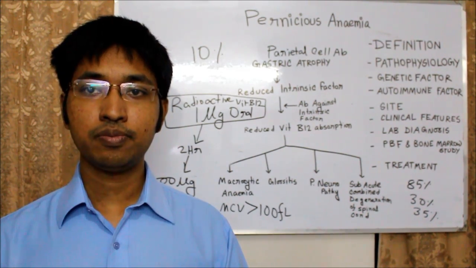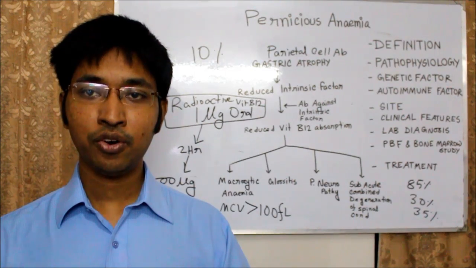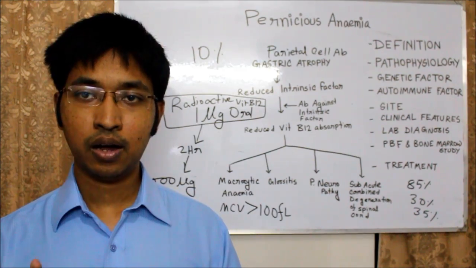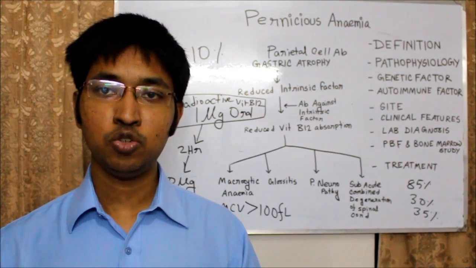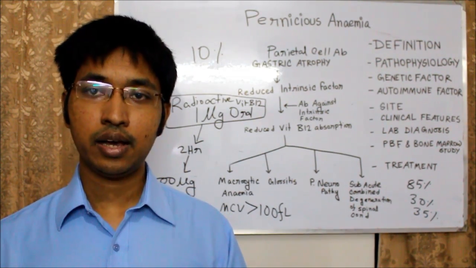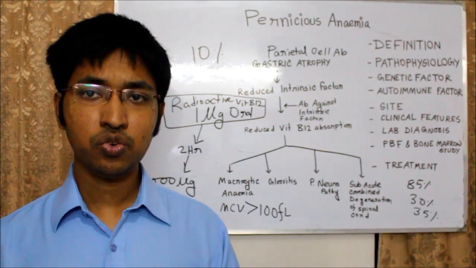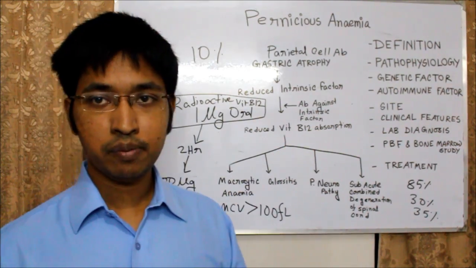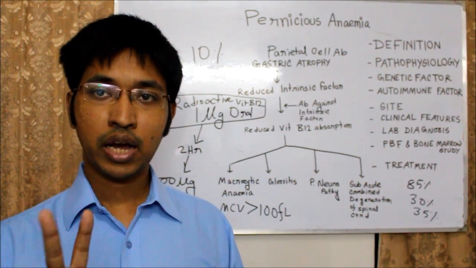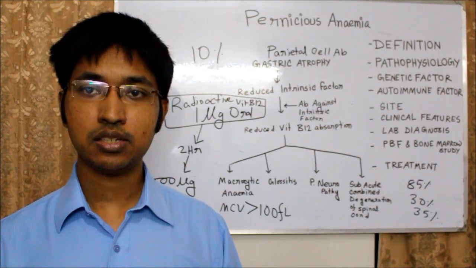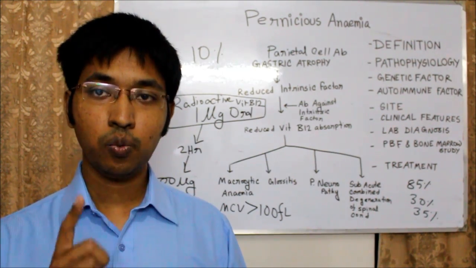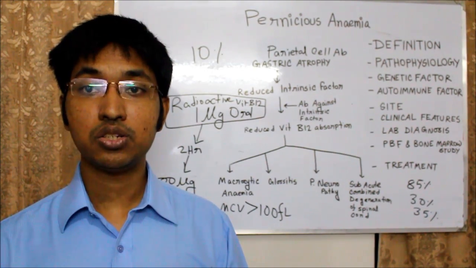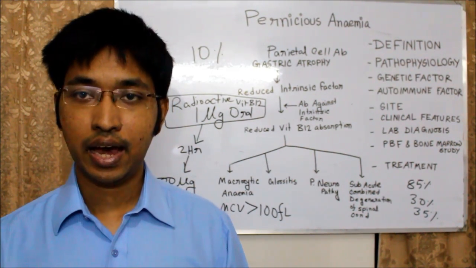Before finishing this video, I would also like to add some advanced points that you may be asked in the exam, and that is regarding the intrinsic factor antibody. Remember, there are two types of antibody produced against the intrinsic factor. One is known as the blocking antibody and the other one is known as the binding antibody.